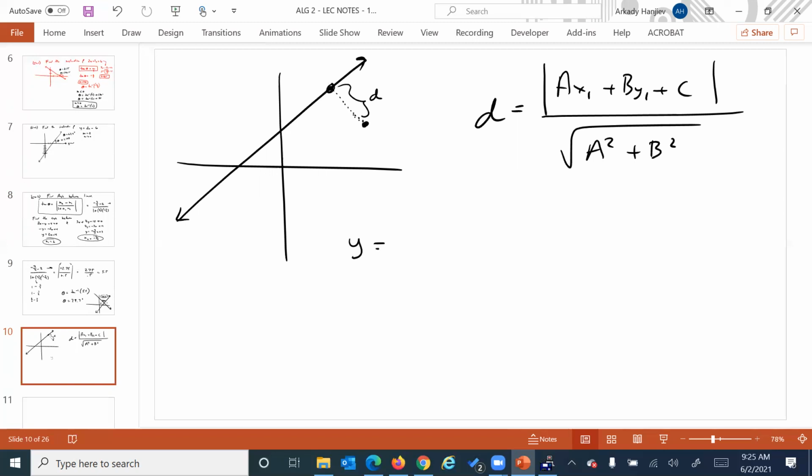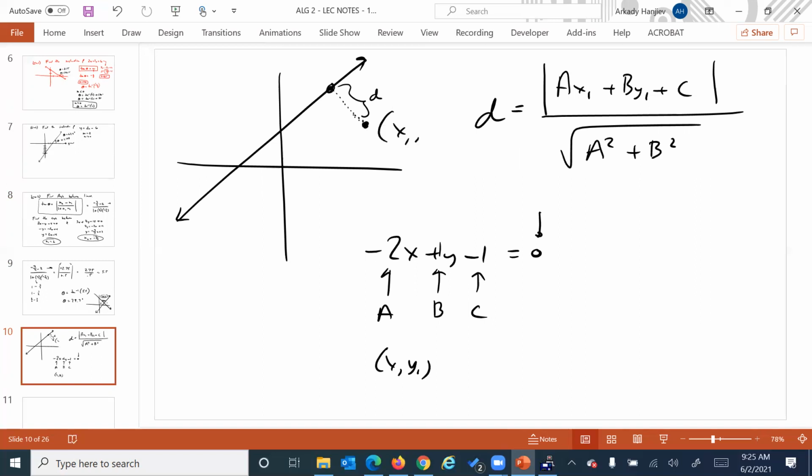So if I have y is equal to, hold on, let me write it like this: negative 2x plus y minus 1 equals 0. You always want to have it equal to 0. That's your A, the B is going to be a 1 technically sitting here, and C is that little piece right there. The x sub 1, y sub 1 are the coordinates of the point right here. That seems unnecessarily complicated, but it gives you the shortest distance between them.